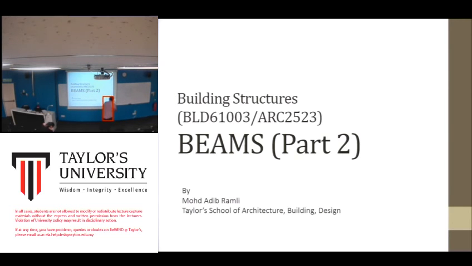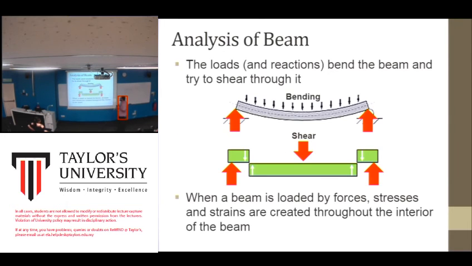Okay, part two will be the beam analysis, to calculate the reaction at A and at these two supports. The loads and reactions bend the beams and try to shear through them. So this is a beam. When the load is applied on the beam, it will tend to bend. And if the material of the beam is not strong enough, it will shear. It will cut into two pieces.